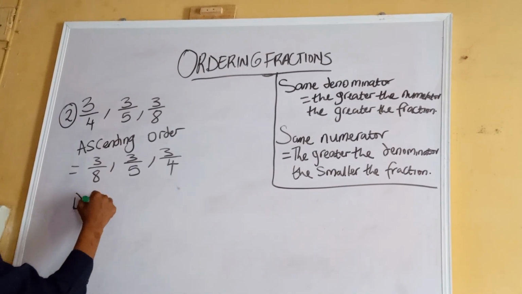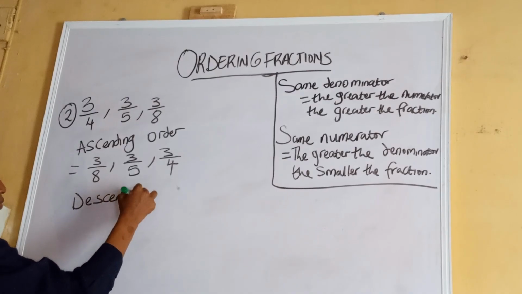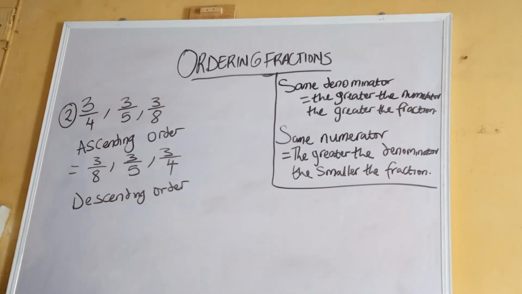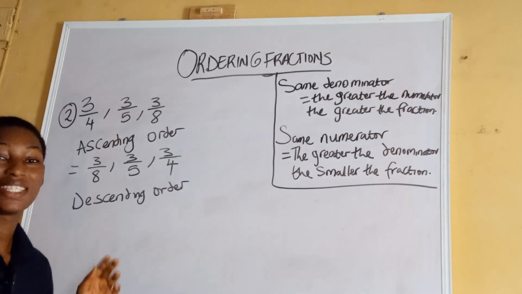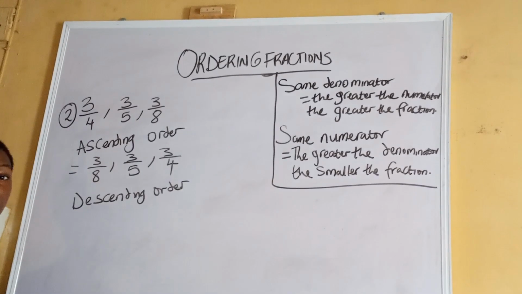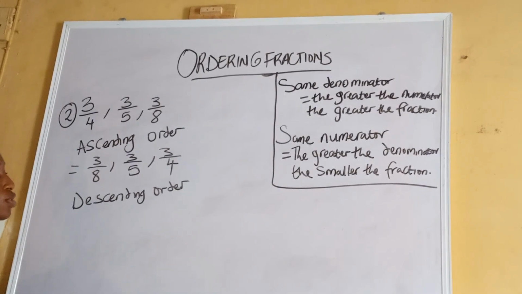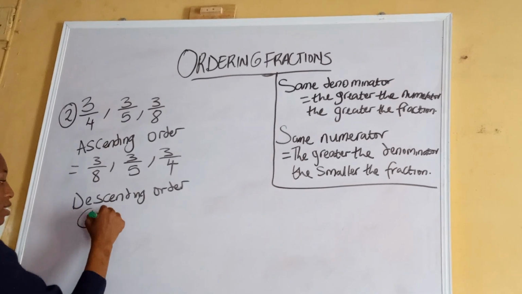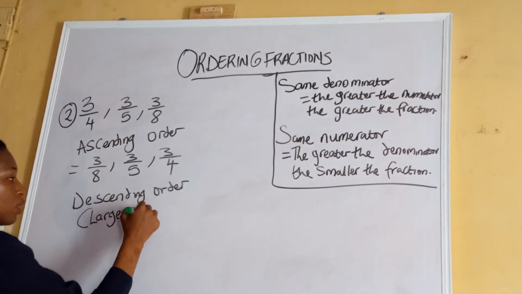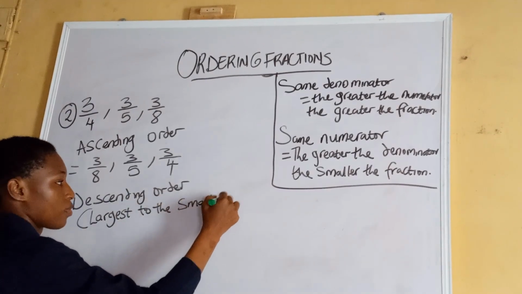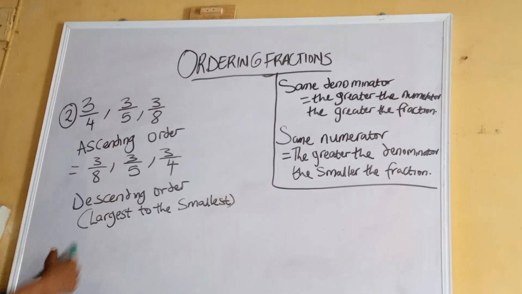For descending order, you are going from the largest to the smallest, right? You are descending. So remember, descending order is largest to the smallest, while ascending order is from smallest to largest.